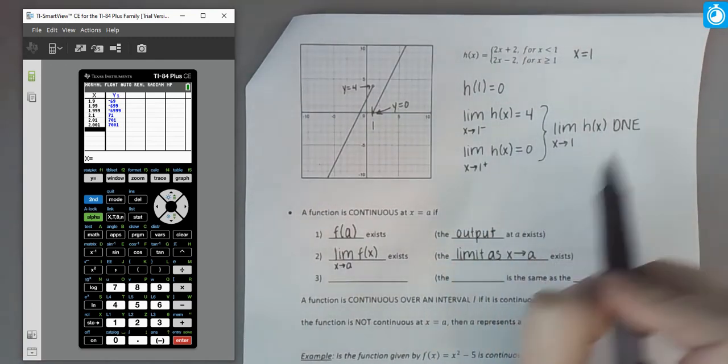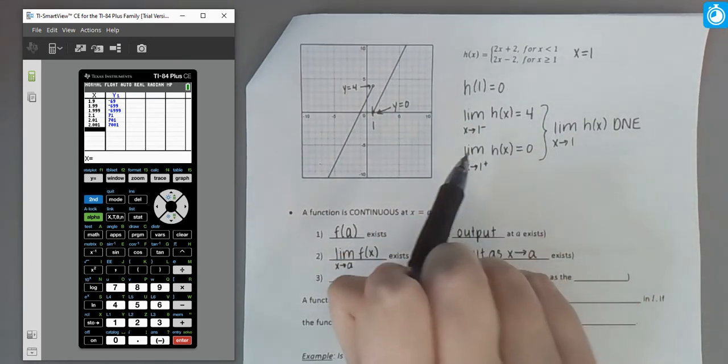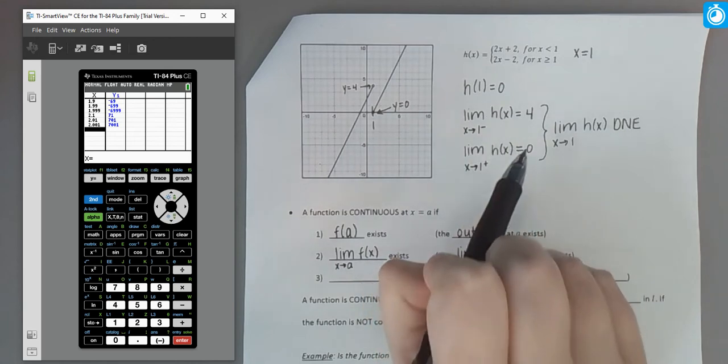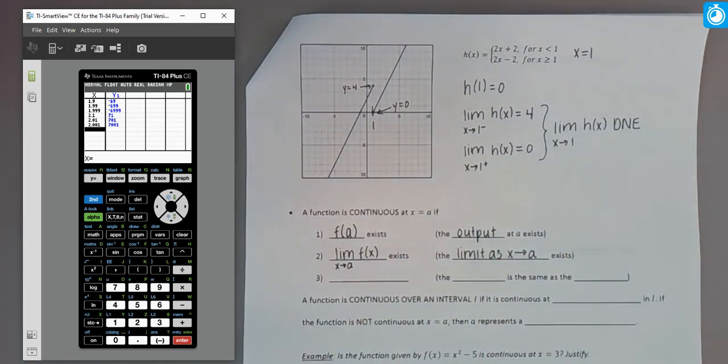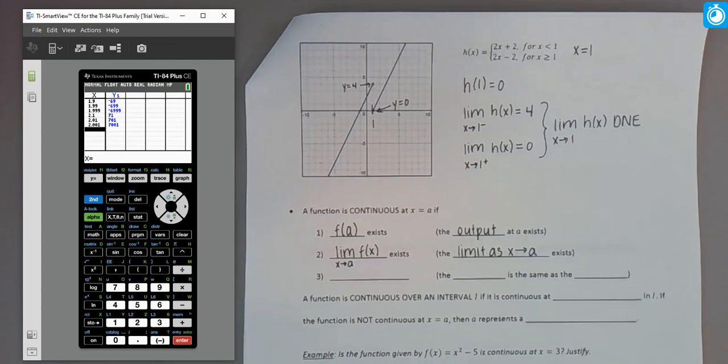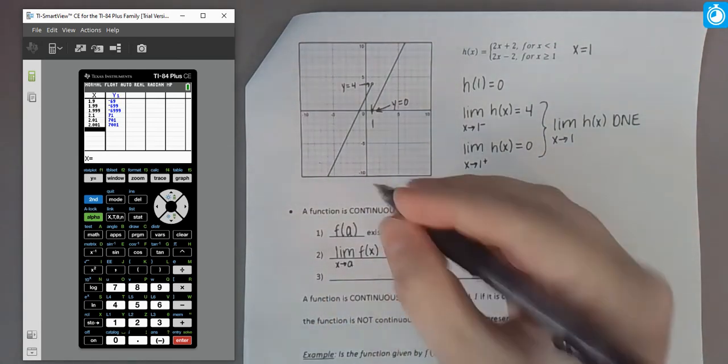Well, in this particular case, the function value existed, but because we were approaching two different values, one from the left, one from the right, the limit didn't exist. So that was representative of that discontinuity. And the last situation, the last requirement to have continuity, is that these two have to be the same.